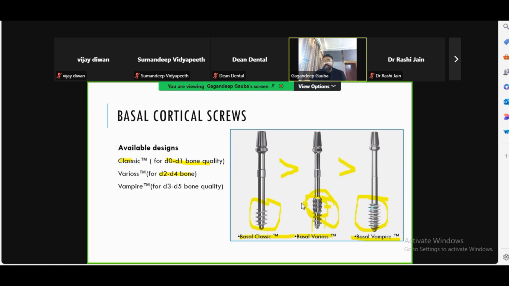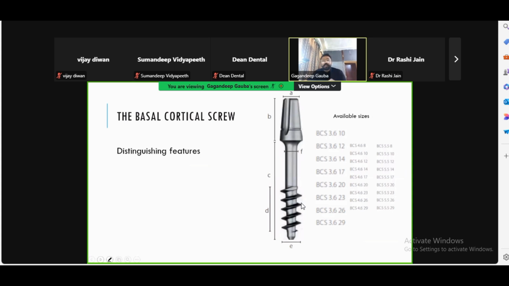And in the Vampire design, we have Whitworth threads. They are a dual thread design. There are two threads running in the implant, and these provide double the anchorage. Like what the Classic implant provides, the anchorage of the Vampire is approximately double that. So in very low density bone, we will use the Vampire implant. Okay, and now we will be seeing the distinguishing features of the basal implant.